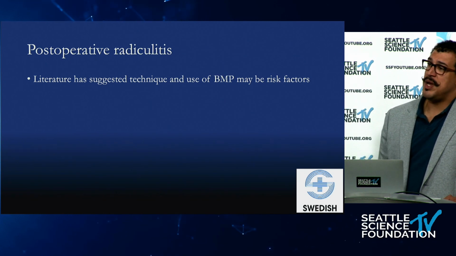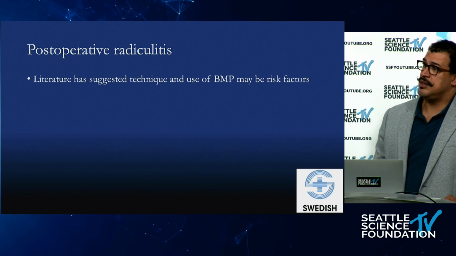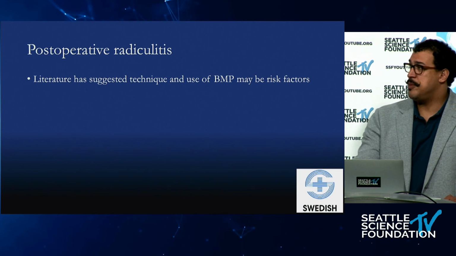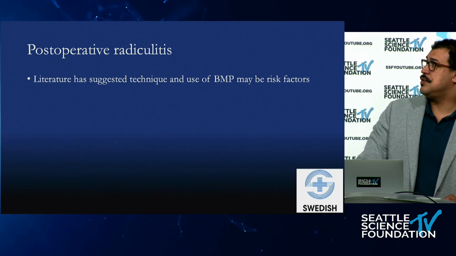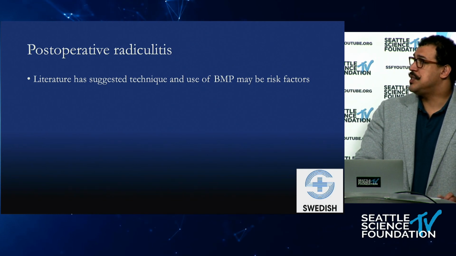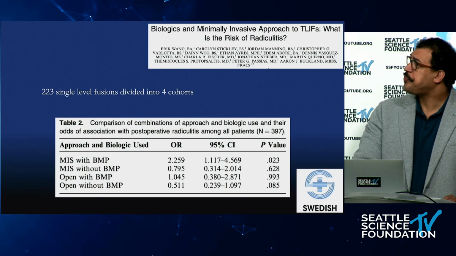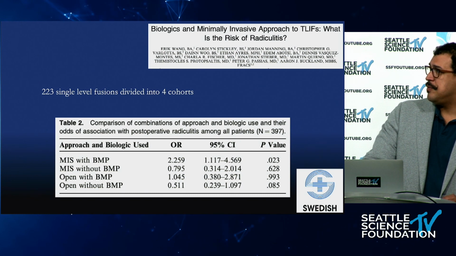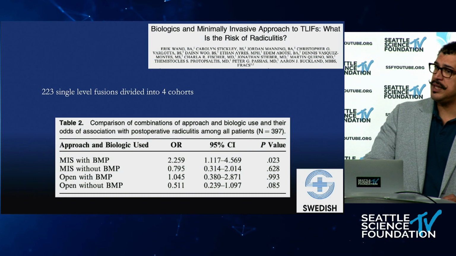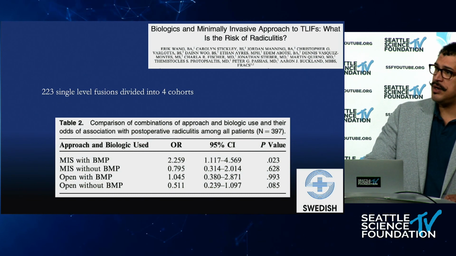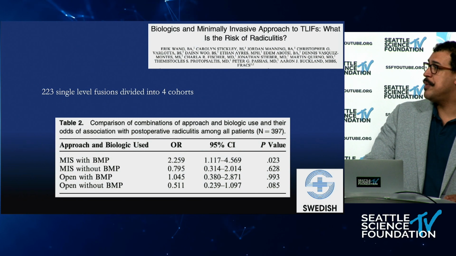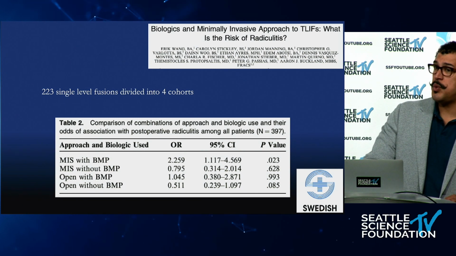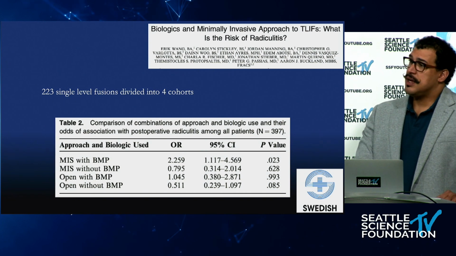A lot of people that do MIS TLIF use BMP, which can cause hypertrophic bone in the foramen. The BMP itself can also cause irritation of the nerve root, so it's something to consider. And then this is just looking at a study that actually looked at that. If you're looking at MIS versus open, with and without BMP, that odds ratio for having a post-op radiculitis is over 2 times greater. I don't know if it's one or the other. It's probably a combination of both, but it is a discussion you want to have with your patients if you are going to use that kind of approach.